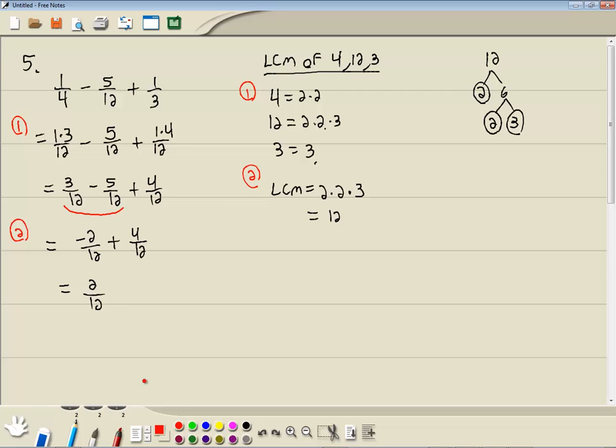And finally we see step 3. Step 3 says simplify the fraction. And you think of a number that you can divide the top and bottom by, and they're both divisible by 2. So this would give us 1/6. And that would be our answer.